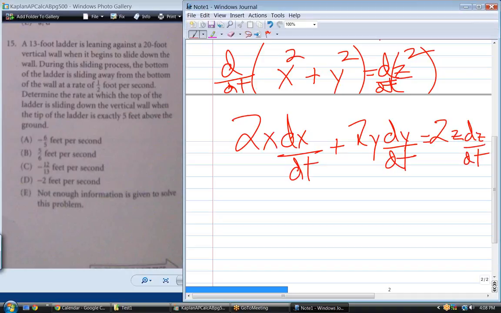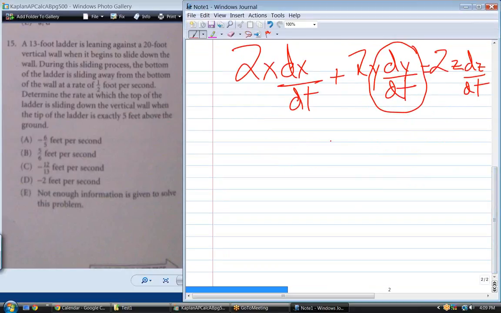So to determine the rate at which the top of the ladder is sliding down the vertical wall, well, that's dy/dt, right? So that's what they're asking me to solve for, dy/dt, when the tip of the ladder is exactly 5 feet above the ground. So y would equal 5?